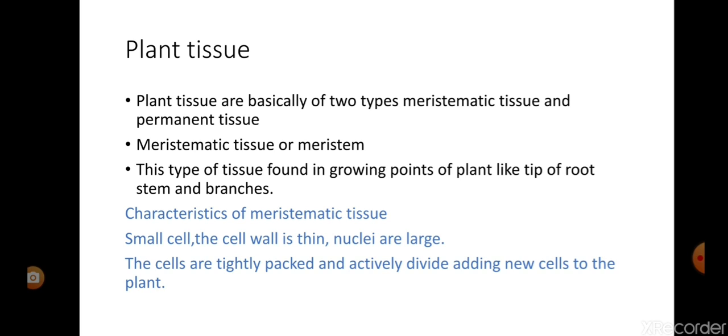So what are the characteristics of meristematic tissue? They have very small cells, the cell wall is very thin, and the nuclei inside are large. The cells are tightly packed, that means there is no gap between them, and they are actively dividing, adding new cells to the plant, that means it helps in the growth of the plant.